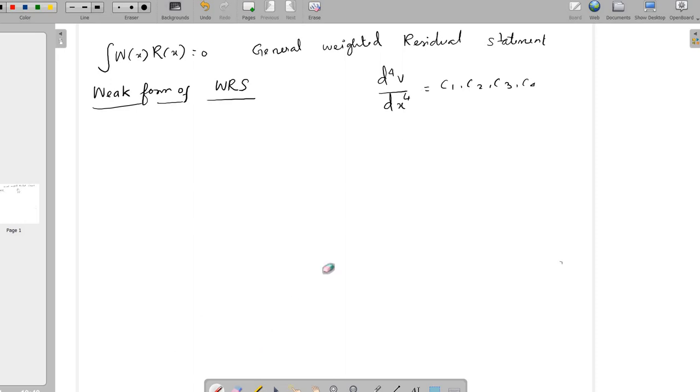So this is the concept behind the weak form. Even though the weak form of the weighted residual statement is easy to find and easy to calculate, the accuracy is affected when compared to the general weighted residual statement and the Galerkin method and other weighted residual methods. So we are going to derive the weak form of the equation for a particular solution.